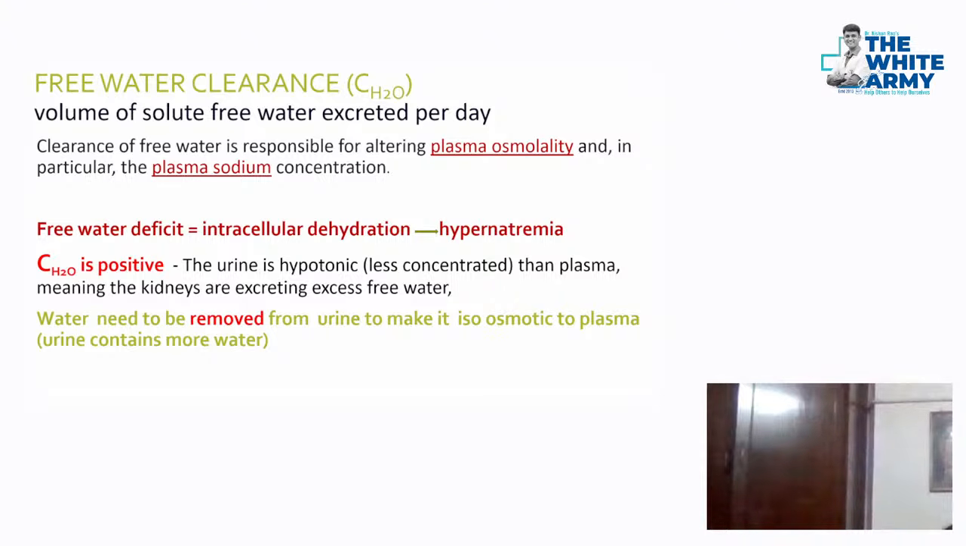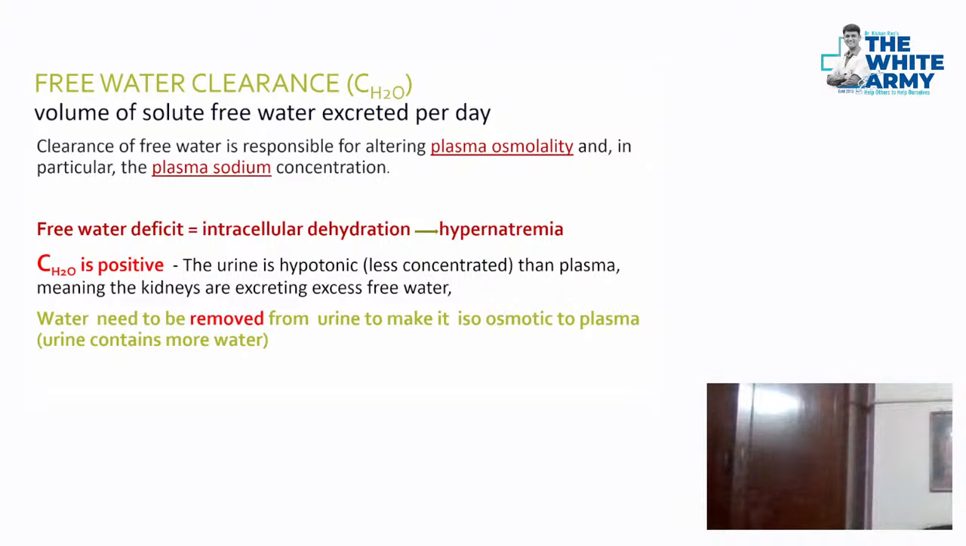To repeat, when you say free water deficit or hypernatremia, it is not actually the increased sodium that tells you there is a free water deficit in that individual. When there is a free water deficit, the cells are dehydrated, as we discussed in the chapter on hypernatremia, and that produces neurological manifestations. So what do you understand by the term positive free water clearance? Here, the urine is hypotonic.